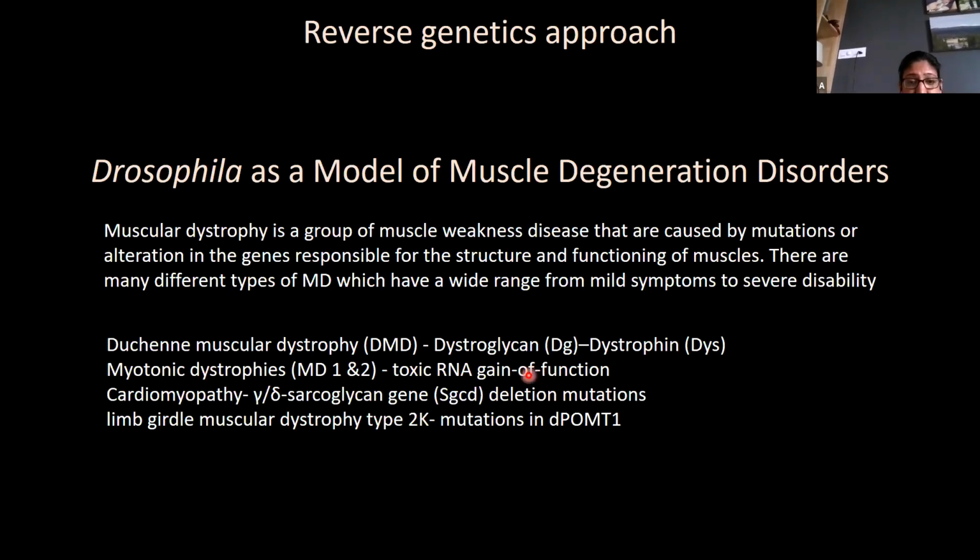And there are other things, such as toxic RNA gain of function, where certain RNAs are overexpressed in muscles and lead to myotonic dystrophies 1 and 2. There is cardiomyopathy, where a deletion mutant is linked to myopathy. And then we have limb-girdle muscular dystrophy type 2K, where a mutation in the POMT1 gene causes this dystrophy in humans. Luckily, we have one homolog of this gene in Drosophila, and we can model that.